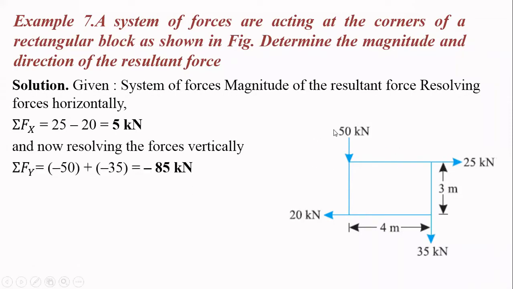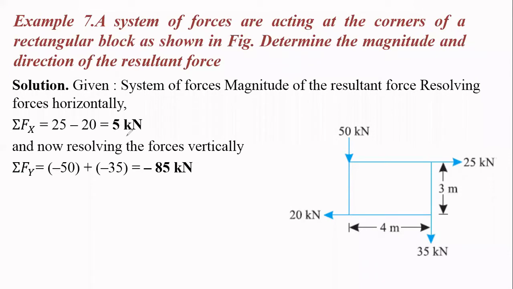Now if you see here, this 50 kilonewton force is going vertically downward. Similarly, this 35 kilonewton force is also going vertically downward. When the force is going vertically downward, we treat it as negative. That's why minus 50 plus minus 35, the answer will be minus 85 kilonewton. It means that the summation of all vertical forces is minus 85. Here the sign is indicating the direction.